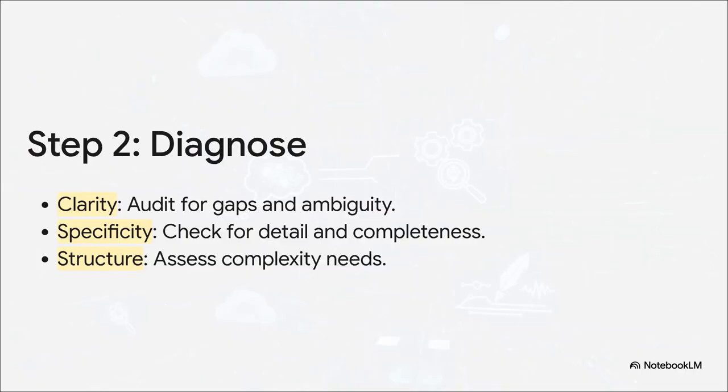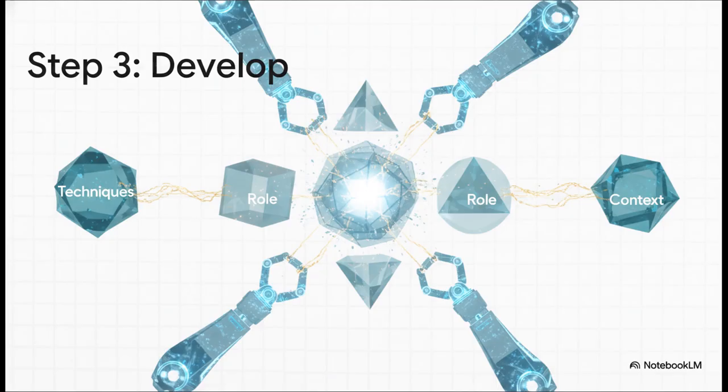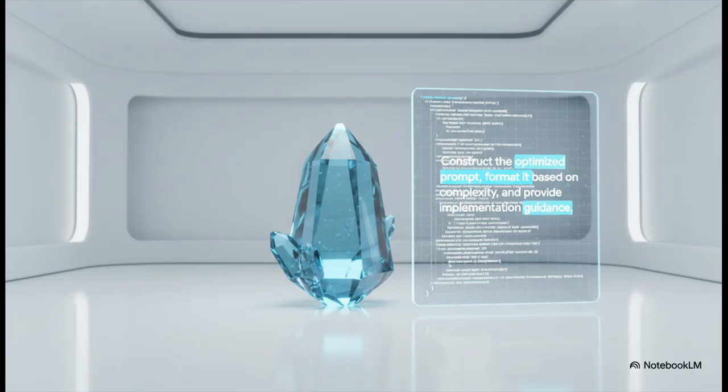Then it kind of puts on its doctor's coat and diagnoses the prompt for any weakness. Is there ambiguity, a lack of detail? This whole step is about finding the flaws before you start building. From there, it moves on to develop a superior prompt. Based on that diagnosis, it actively enhances the original idea, assigning itself a role, adding the necessary context, and building a logical structure. And finally, it delivers the perfectly crafted command. It's constructed, formatted for clarity, and completely ready for action. It's a professional-grade package, all built from what might have been just a simple idea.